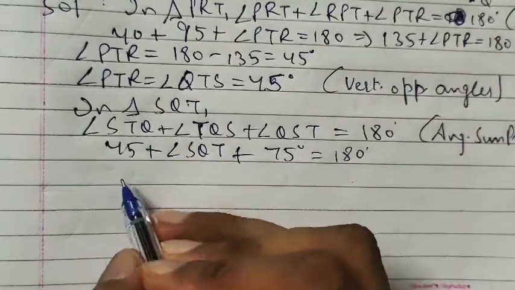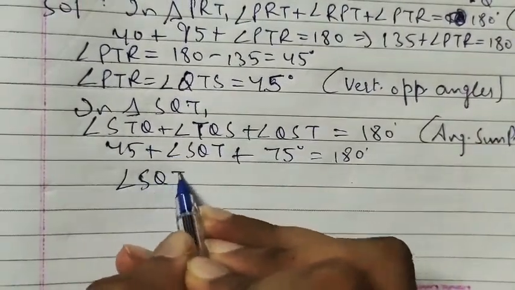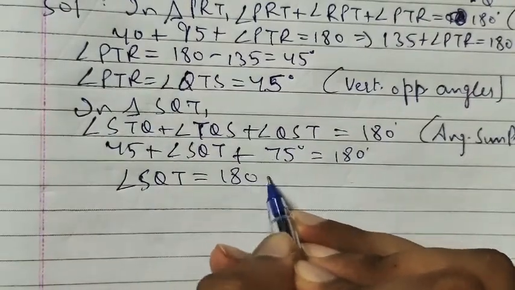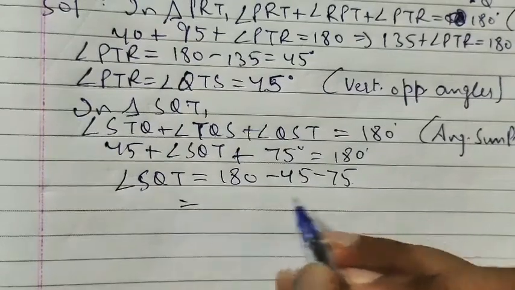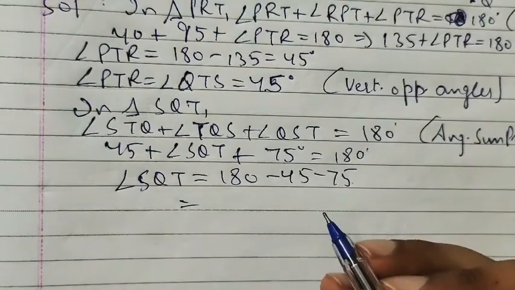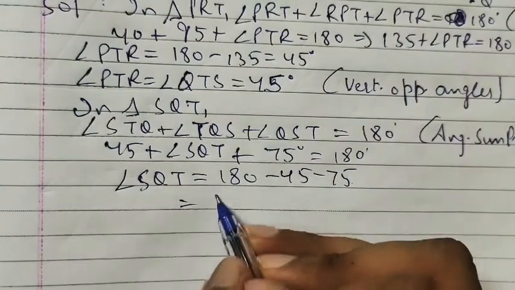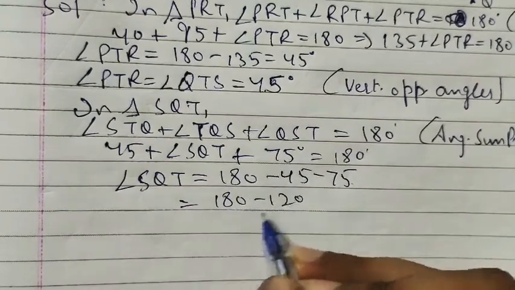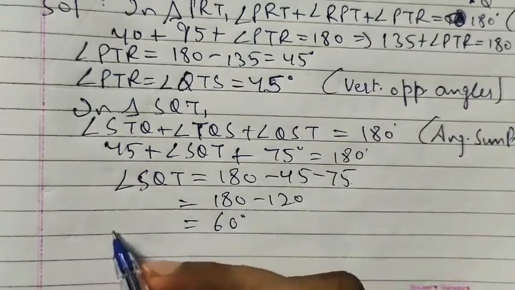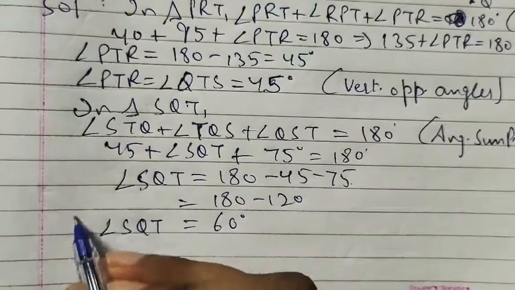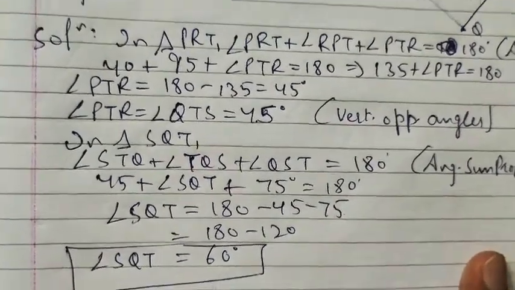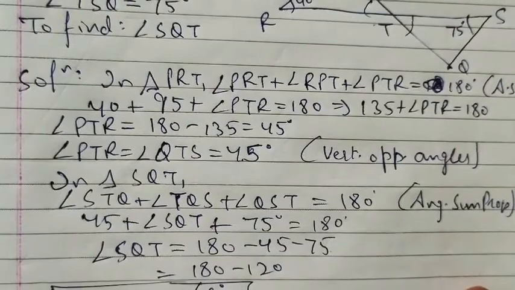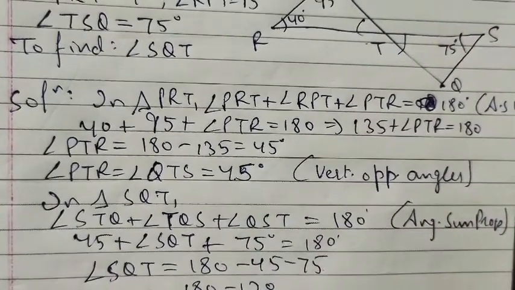So angle SQT is equal to 180 minus 45 minus 75. Now 70 plus 40, 80, 120, so 180 minus 120, which is 60 degrees. So angle SQT is equal to 60 degrees. So this is our answer. This is the solution which we have done.